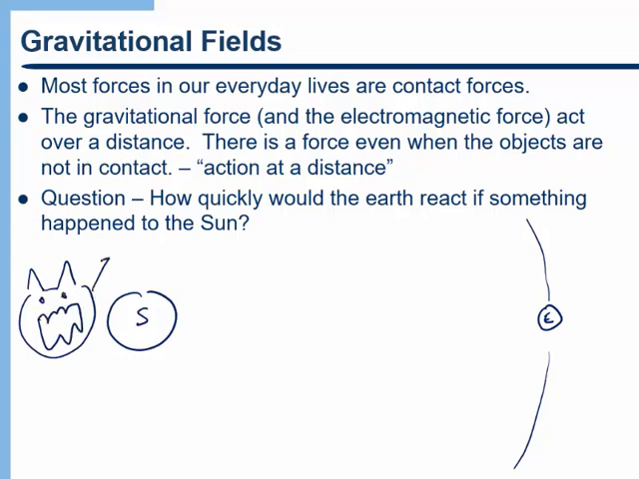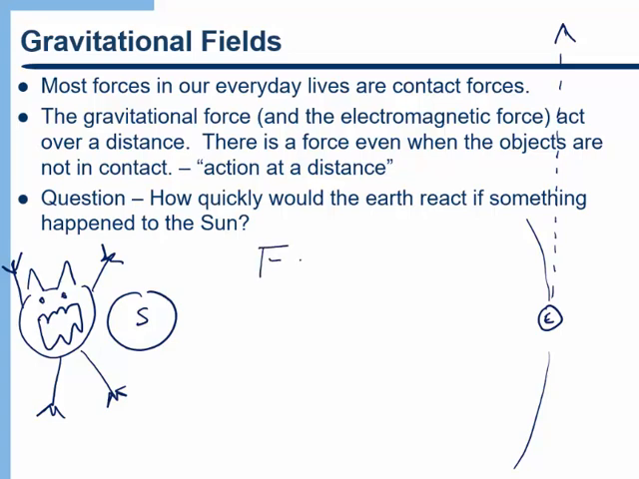Here's our sun-eating monster. And what would happen if our sun-eating monster all of a sudden came up, ate the sun, and went away? So all of a sudden, the sun disappears. Well, what would the Earth do? We know that if the sun isn't there to exert a force on the Earth, it wants to obey Newton's first law and go off in a straight line. So here's the question: how quickly would that happen? Would it happen instantaneously, or would there be some delay?